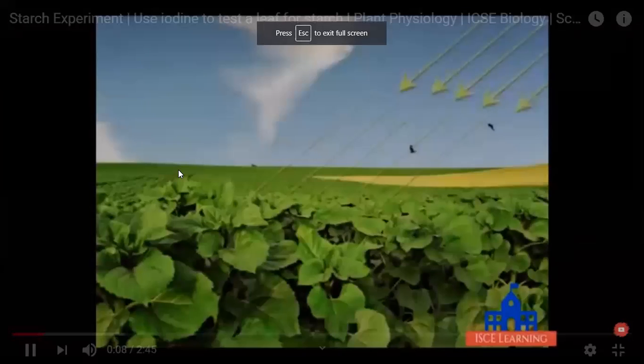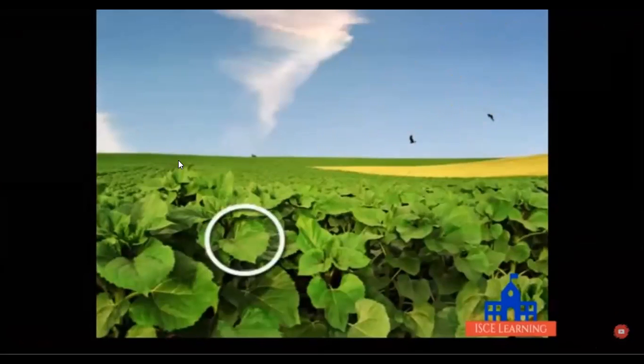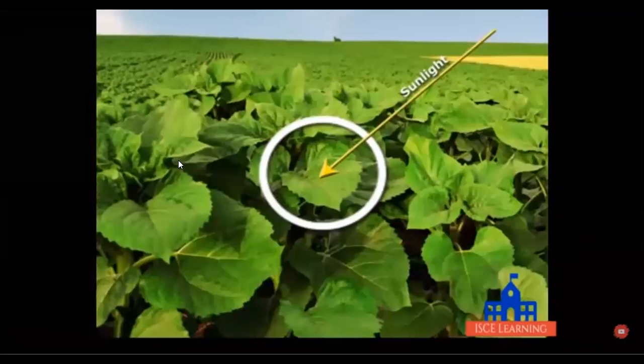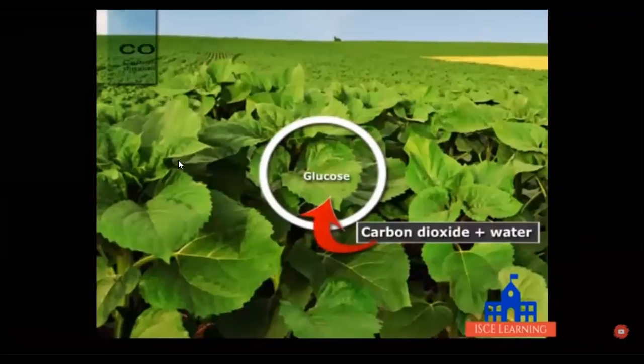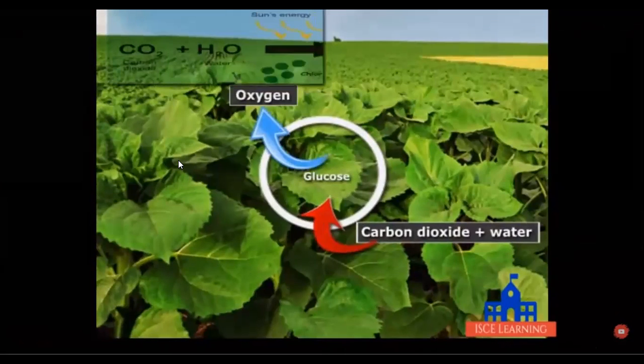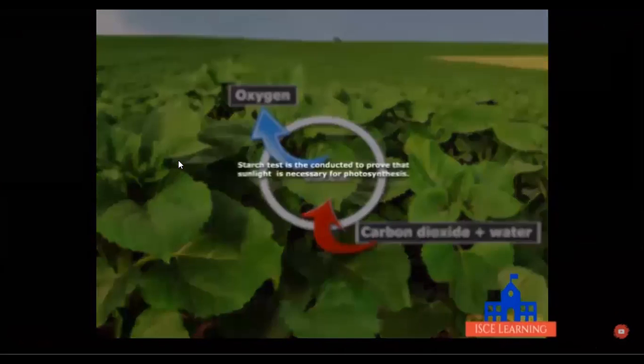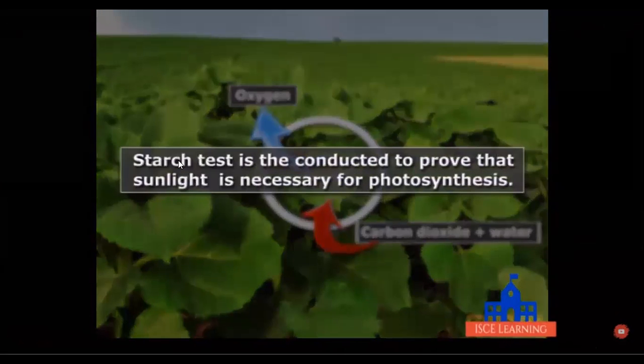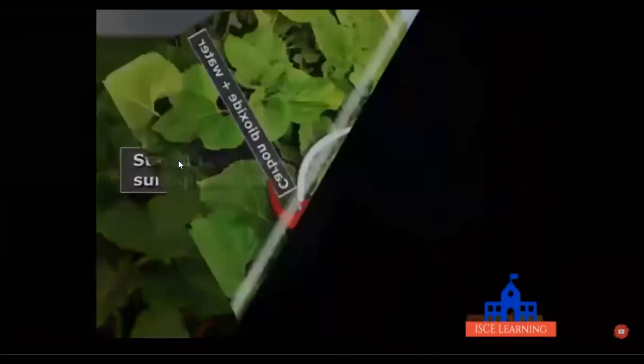Photosynthesis is the natural process occurring in green plants that converts solar energy to chemical energy and releases oxygen into the atmosphere. Starch test is conducted to prove that sunlight is necessary for photosynthesis. Initially, destarching of some leaves is done. Some leaves of the plant to be studied are covered with a strip of paper or foil. This is done before dawn to block the sunlight.